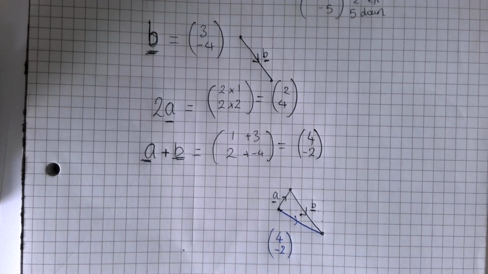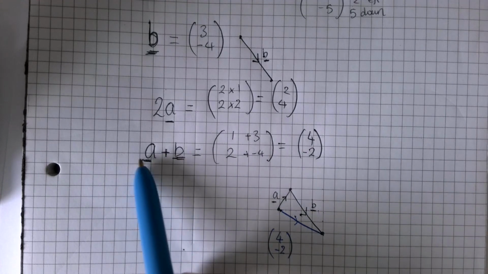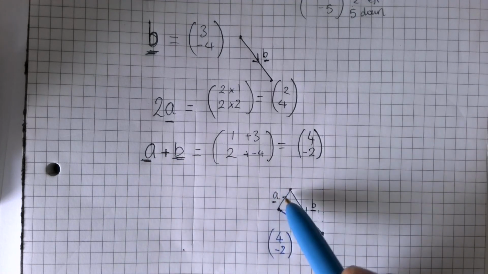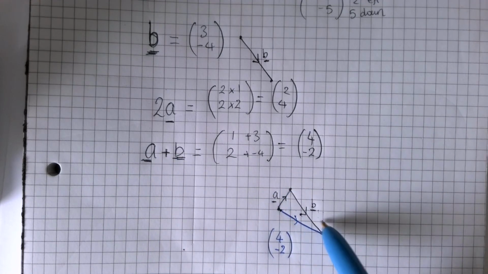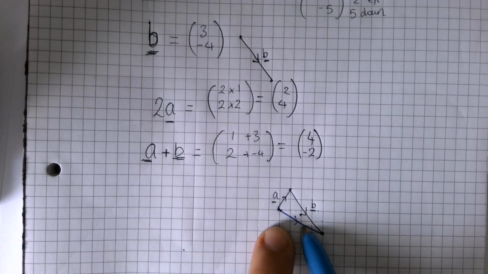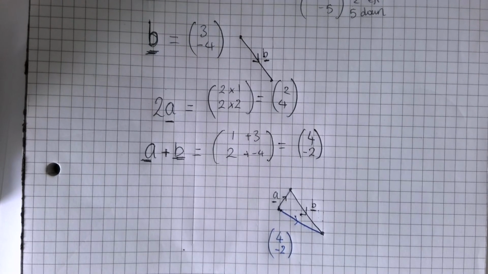But we've seen that vector already up here. Okay, so what I've said here is I've added together vector A and vector B to give me 4 minus 2. So I've represented it visually as well as in a column. So I think that is a very basic introduction to vectors. I'm going to go into a little bit more detail in the next video.